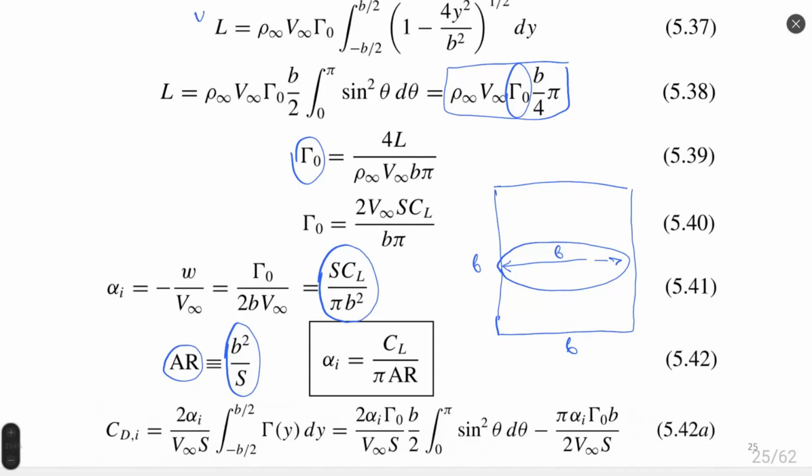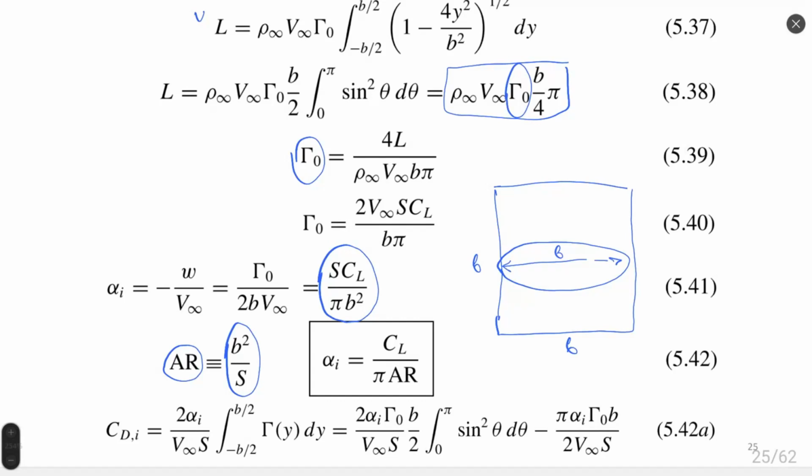This is a very important result. It says to us that losses on the real wing would always be proportional to lift coefficient. The bigger the lift coefficient, the bigger the losses on the real wing. And they would be inversely proportional to aspect ratio. The bigger the aspect ratio, the smaller the losses associated with the induced effect, or induced downwash velocity.